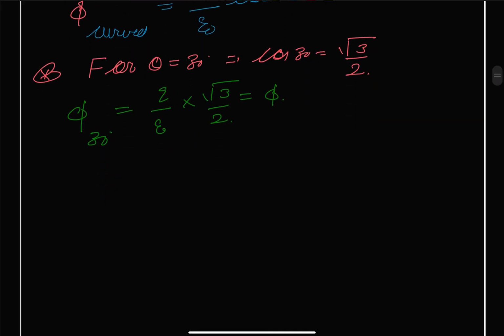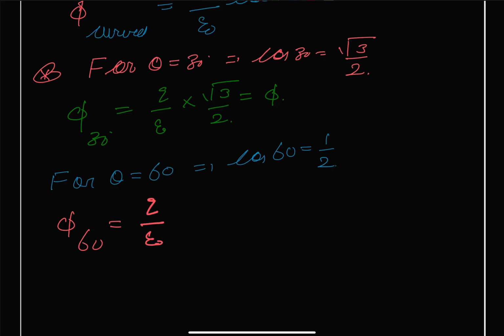The next angle is given as 60, so for theta equal to 60, cos of 60 is equal to 1 by 2, and we can write that phi of 60 is equal to q upon epsilon naught multiplied by 1 by 2, and this is given as phi upon square root of n. And if we see, this particular thing is equal to phi divided by root 3.